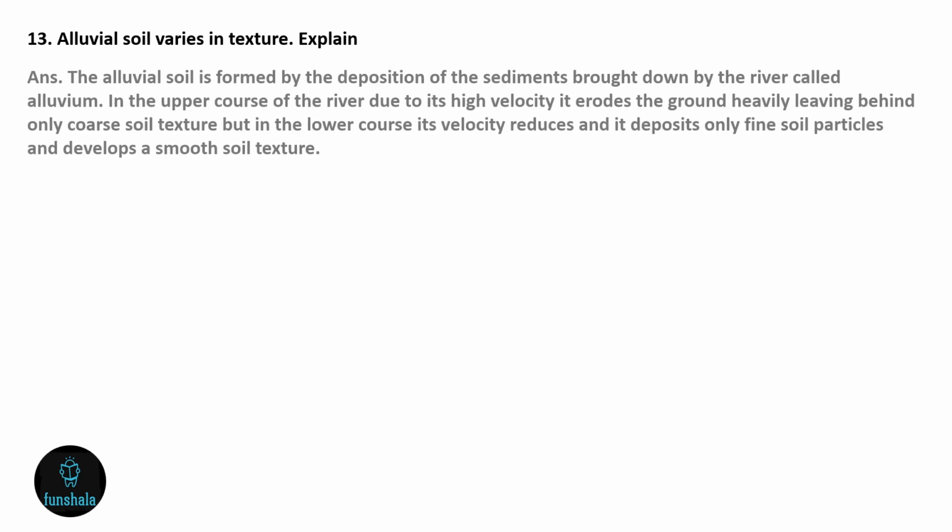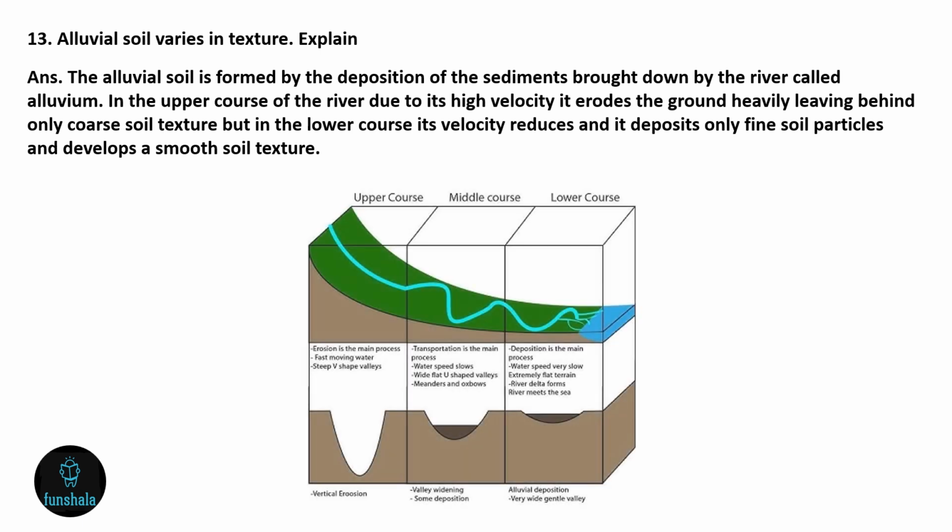Number 13. Alluvial soil varies in texture. Explain. Now this is also one of the most important questions of this chapter. The alluvial soil is formed by the deposition of the sediments brought down by the river, called alluvium. In the upper course of the river, due to its high velocity, it erodes the ground heavily, leaving behind only coarse soil texture. But in the lower course, its velocity reduces and it deposits only fine soil particles and develops a smooth soil texture.